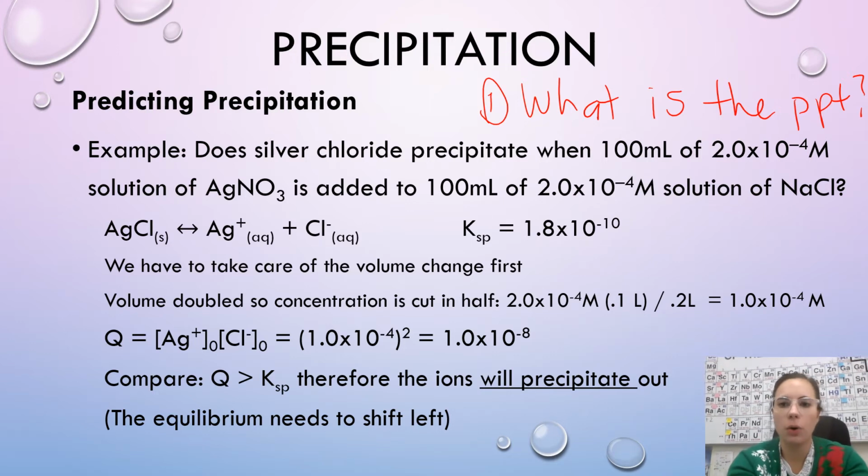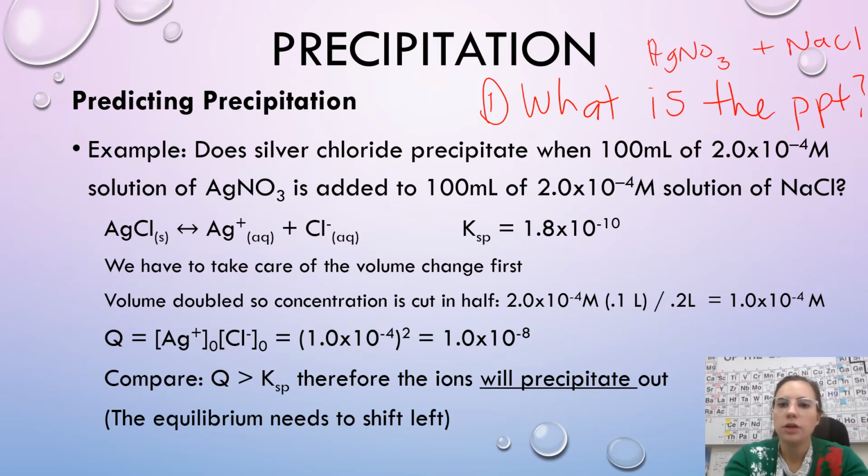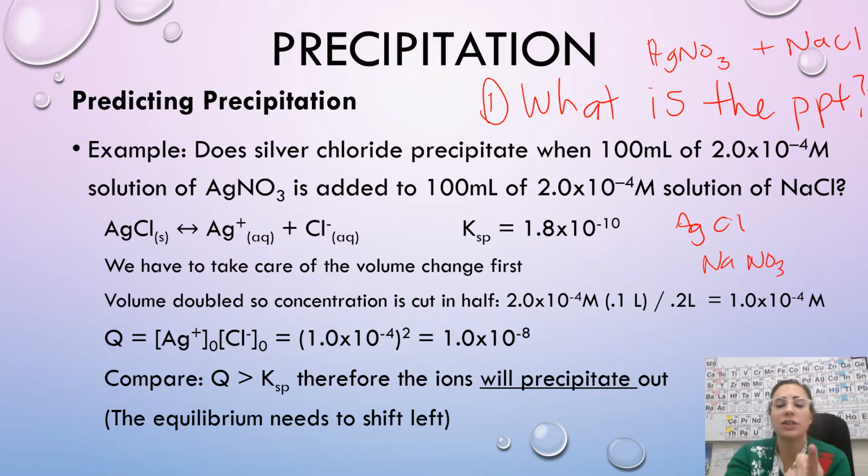So for this example, we are combining silver nitrate and sodium chloride. Our two options are silver chloride as one product and sodium nitrate. Well, we know that nitrates are never insoluble. Group 1 metals are never insoluble, so my precipitate is definitely silver chloride. Then I'm going to write out my silver chloride equation, and you would have to be given that the Ksp is 1.8 times 10 to the negative 10, or maybe you calculated it in a prior problem.